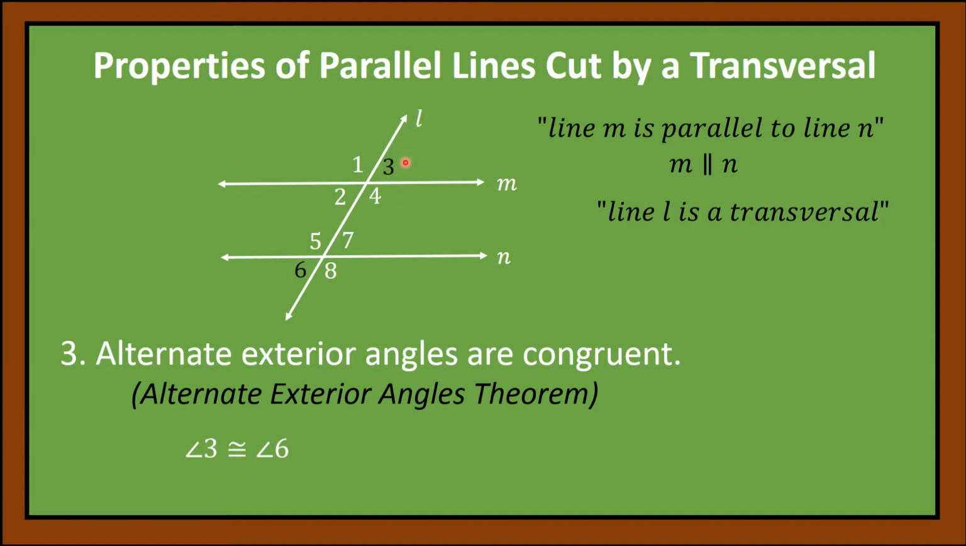So, from the word alternate, so sila ay nasa magkabilang side, and then from the word exterior, so nasa labas sila ng ating parallel lines. So, again, angle 3 is congruent to angle 6. So, magkapareho sila ng sukat. Another alternate exterior angle, so angle 1 and angle 8.